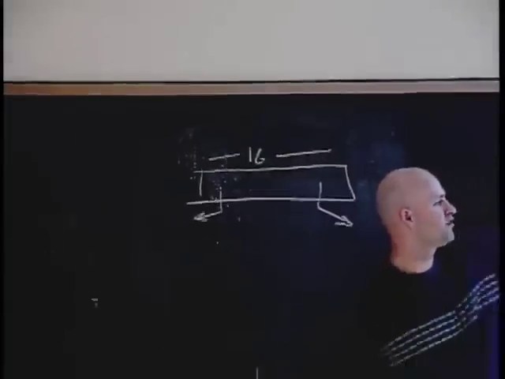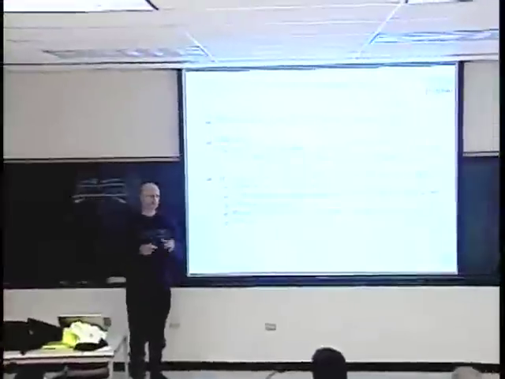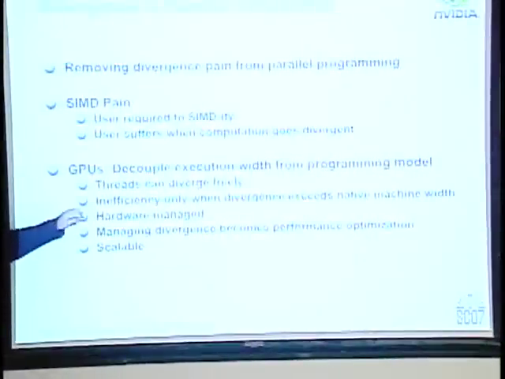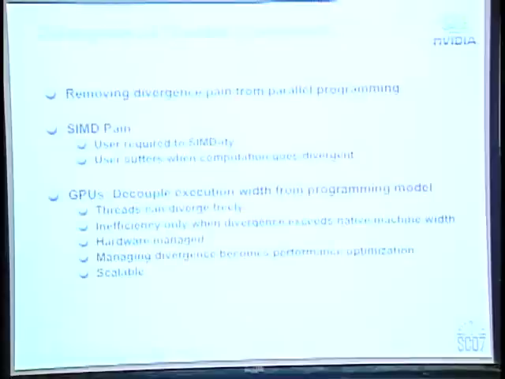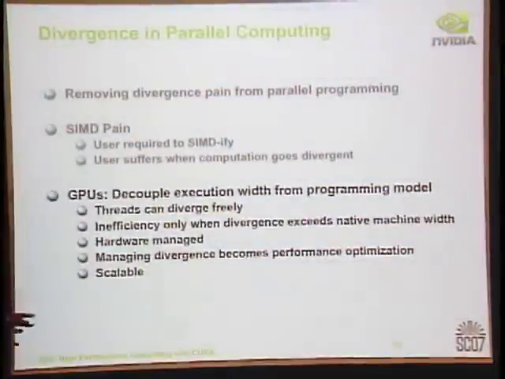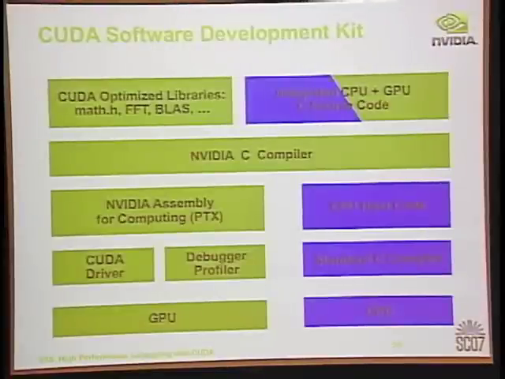And so when they talk about inefficiency, it's only when divergence exceeds native machine width. The native machine width is 16 threads wide. So if the divergence is within that, then you're going to run into some performance penalties. But they do a lot of handling of the details of thread bookkeeping and so on inside this. So the hardware takes care of a lot of that.